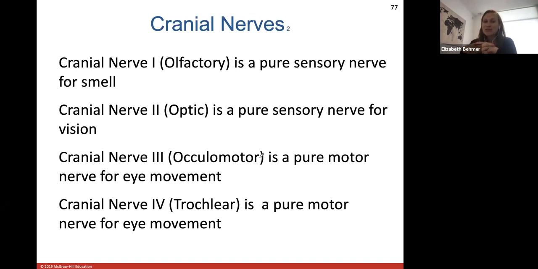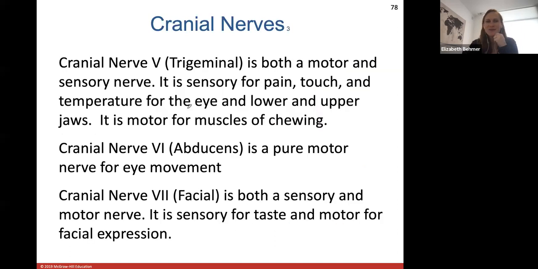Cranial nerve number 2 is the optic nerve, also a pure sensory nerve for vision. Cranial nerve number 3 is the oculomotor nerve, which is a pure motor nerve for eye movement. So if you see it labeled as a sensory nerve, it takes in information to the brain. And if it's labeled a motor nerve, it will send out some sort of response. So in this case, to control your eye movement. The trochlear nerve is also a pure motor nerve for one of your extrinsic eye muscles as well.